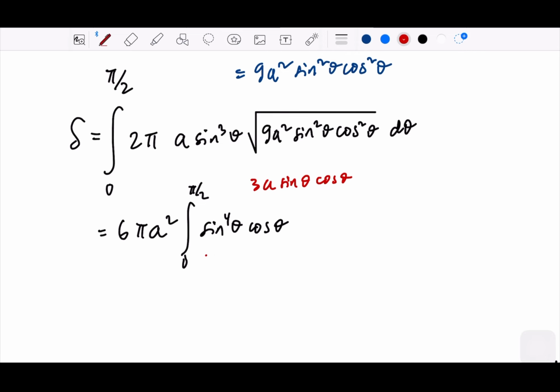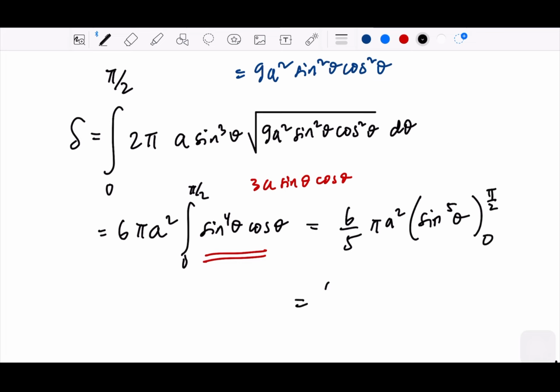Now, to solve this, you can try several ways. We can take the substitution and then cancel the cosine, and this will be equal to, you can try by yourself, 6 over 5 pi a squared sine to the 5th theta from 0 to pi over 2, or this is 6 over 5 pi a squared, and that's it.